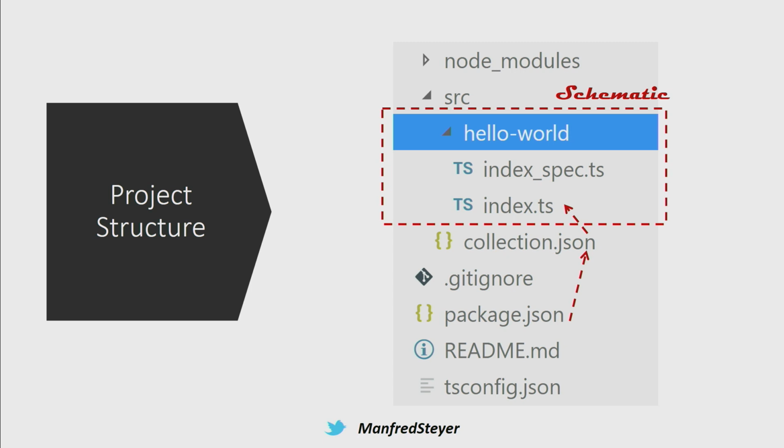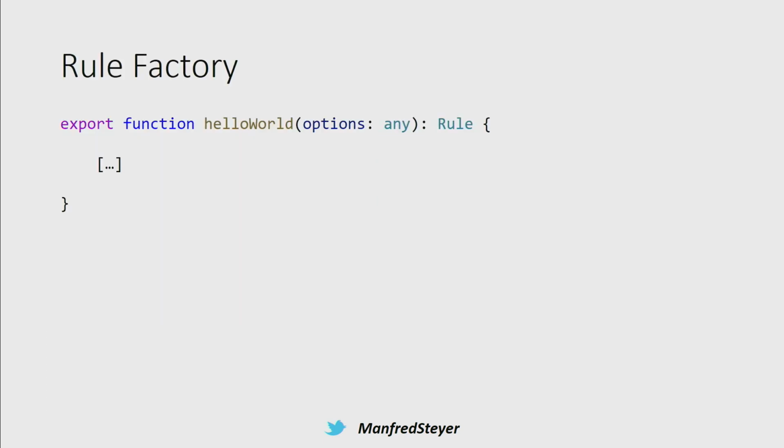When you look into the schematics for the Angular CLI, you will find this pattern. And each schematic comes with a so-called rule factory. The rule factory is creating, as the name implies, a rule, and the rule is just doing the code generation. This is what the rule factory looks like. It is just a function. The function takes some options. The options are the options you are passing at the command line when you are calling the schematic, and the return value is a rule.